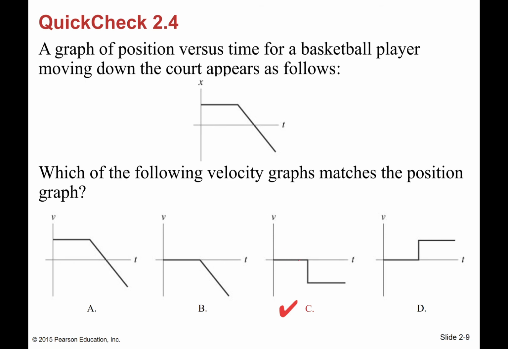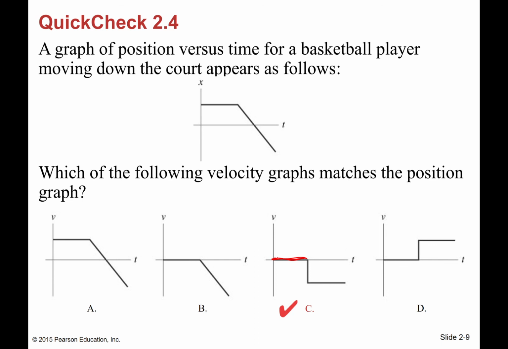So this is the right graph, and let's see what happens. You can see that as time goes, for this segment, the position is not changing. It is the same. So basically, he is not moving during this segment. So the velocity is 0, right? So it's this.